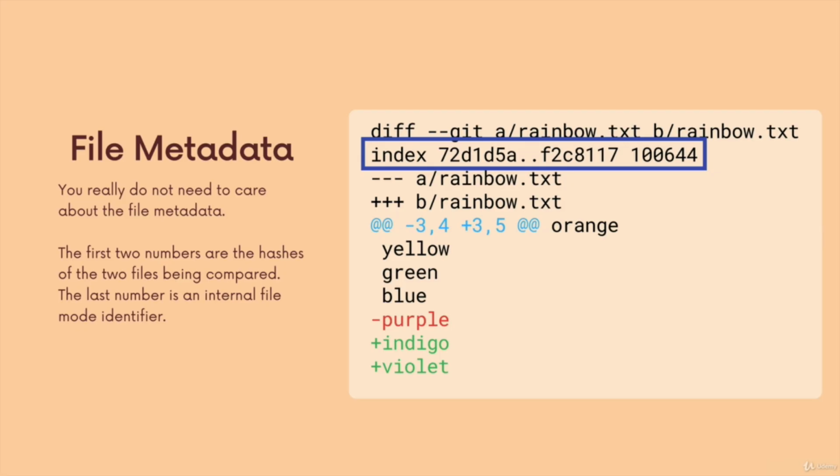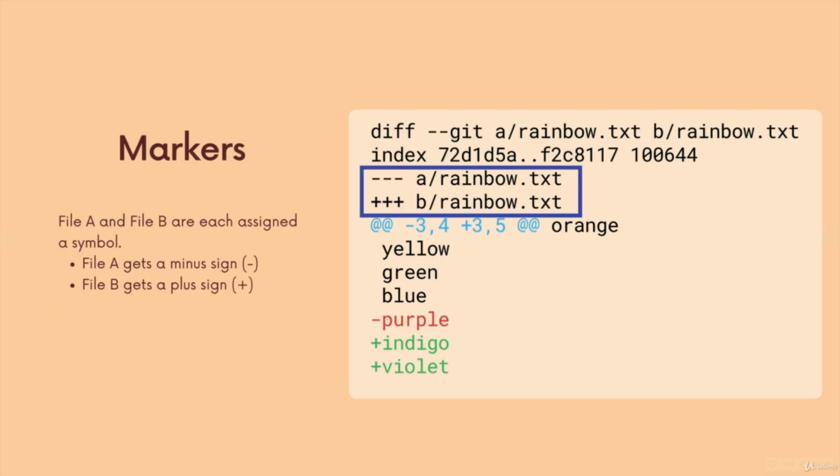Then the next line does not matter for the most part. I've never needed to ever take a look or understand it. It's metadata about the files that are being compared. Each file actually gets its own hash. That's what we're seeing here, but really it doesn't matter. And then this is an internal file mode identifier. Again, not important.